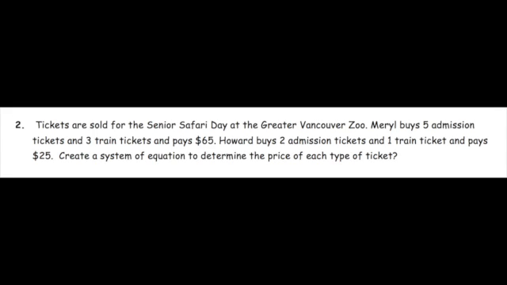Tickets are sold for the Senior Safari Day at the Greater Vancouver Zoo. Merrill buys 5 admission tickets and 3 train tickets and pays $65. Howard buys 2 admission tickets and 1 train ticket and pays $25. Create a system of equations to determine the price of each type of ticket.